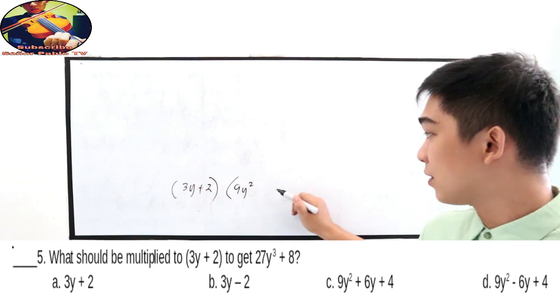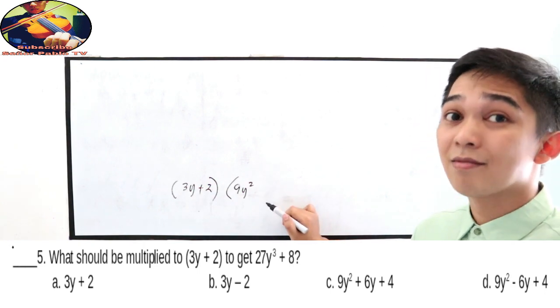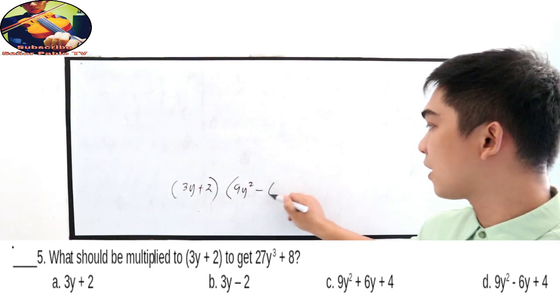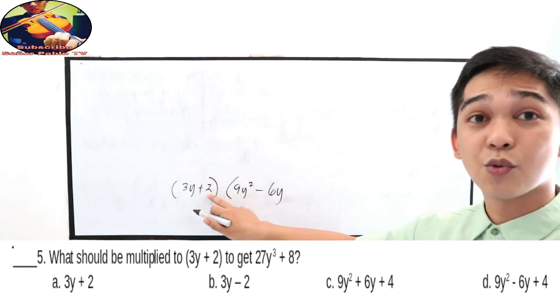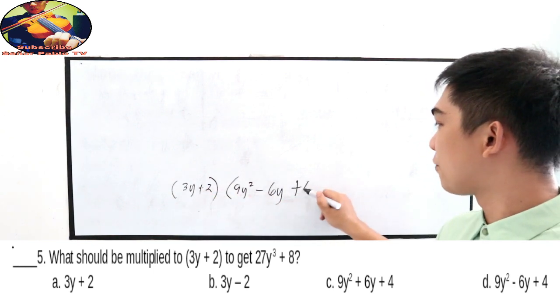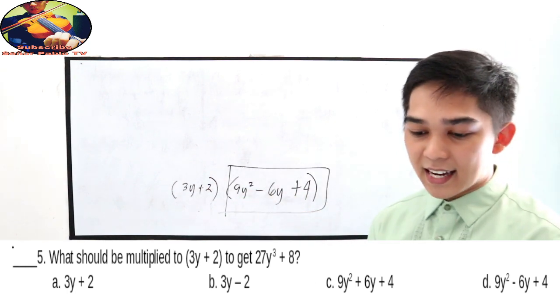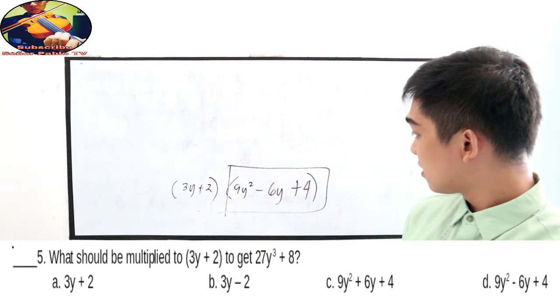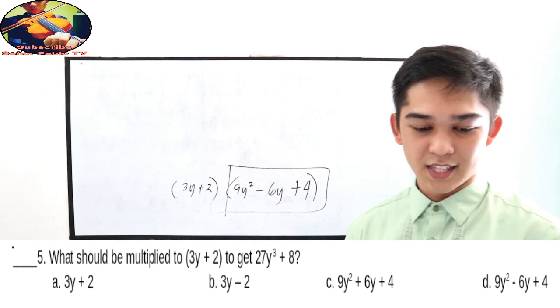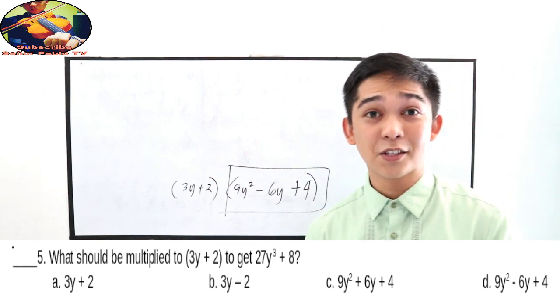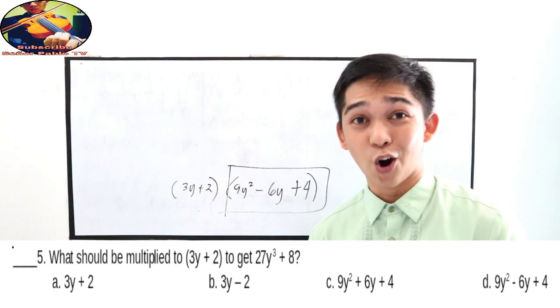Multiply the first term and the second term. So, 3 times 2, that is 6y. Times negative 6y. Then, square the second term, plus 4. So, ito yung multiply natin sa kanya. Yan ay letter D. Number 5 is D as in dog.